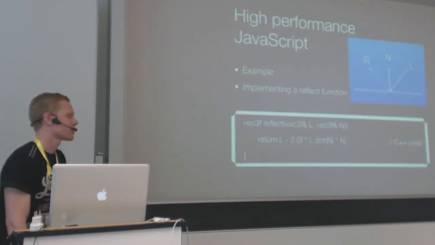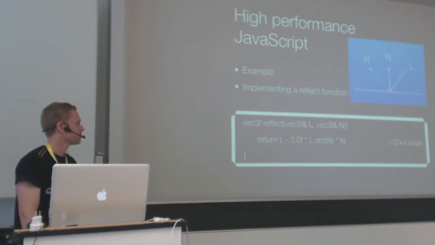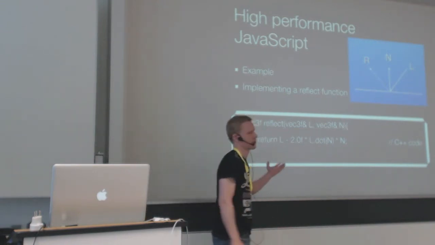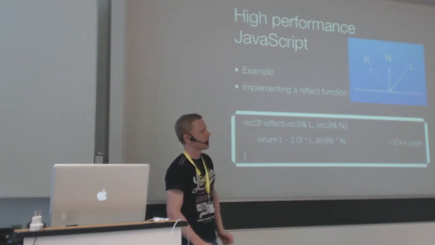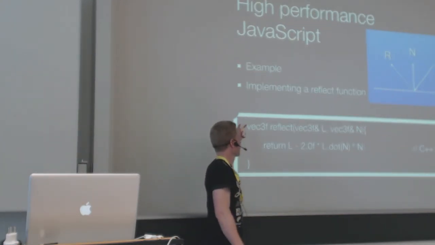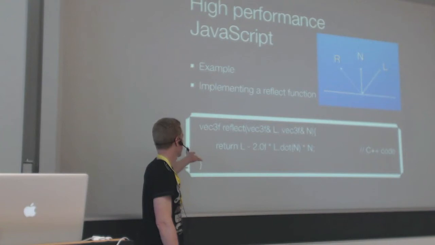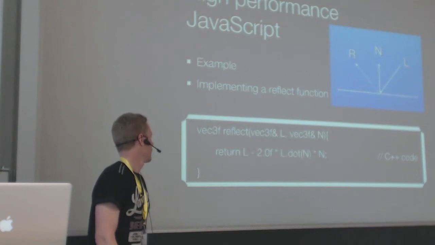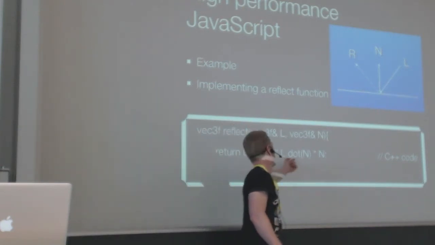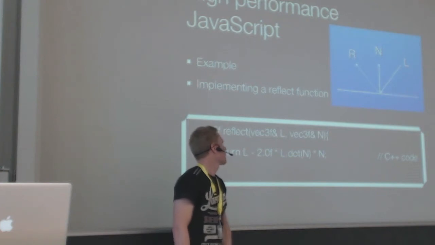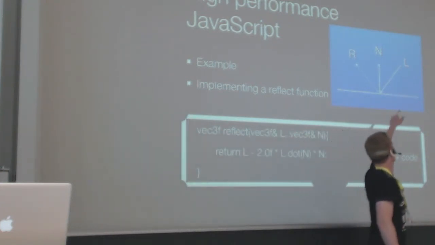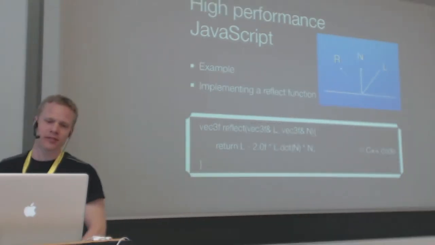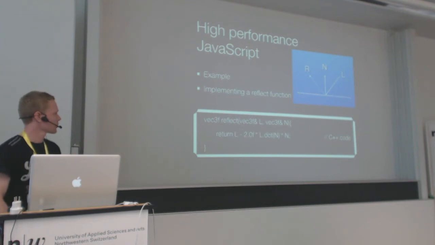Now let's talk a bit about JavaScript performance. I have this very simple function here. I'm not sure that you can see it, but it's basically a reflect function written in C++. I assume that this code knows some kind of 3D vector class. So the reflect function can be written like this. You have an incoming vector and a normal vector, and you want to calculate the reflection vector. So in C++, it's almost pretty.